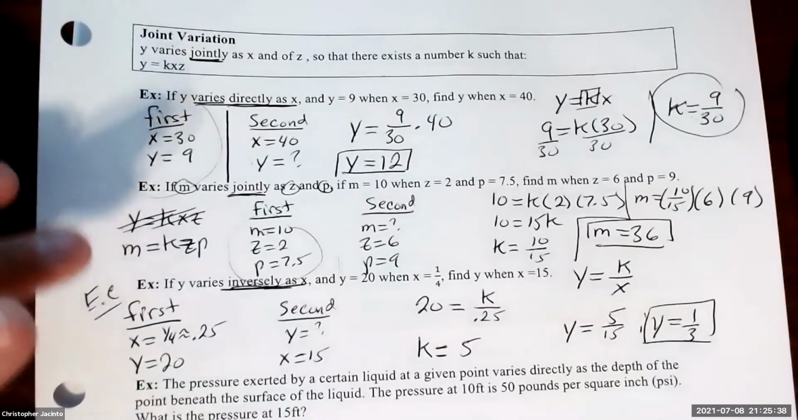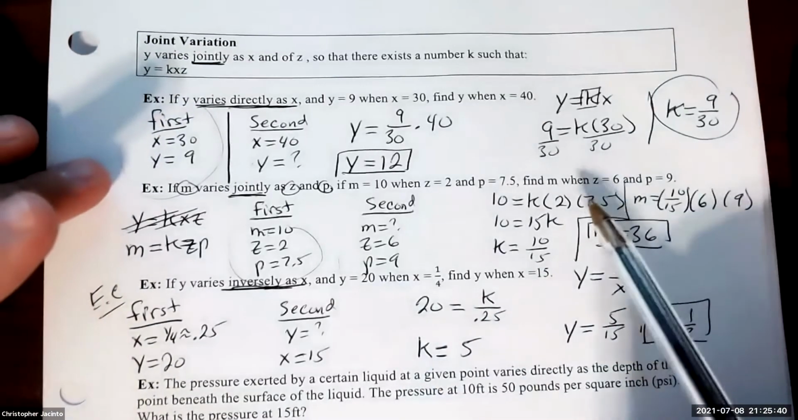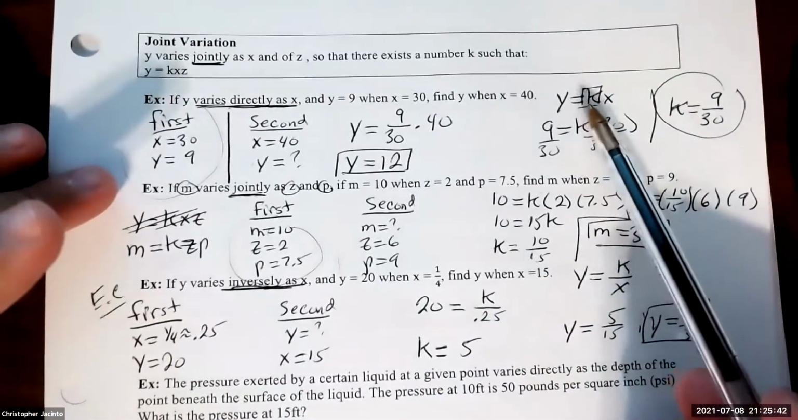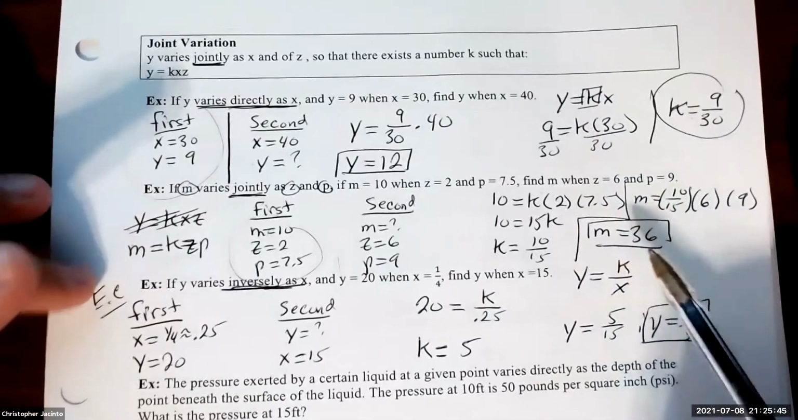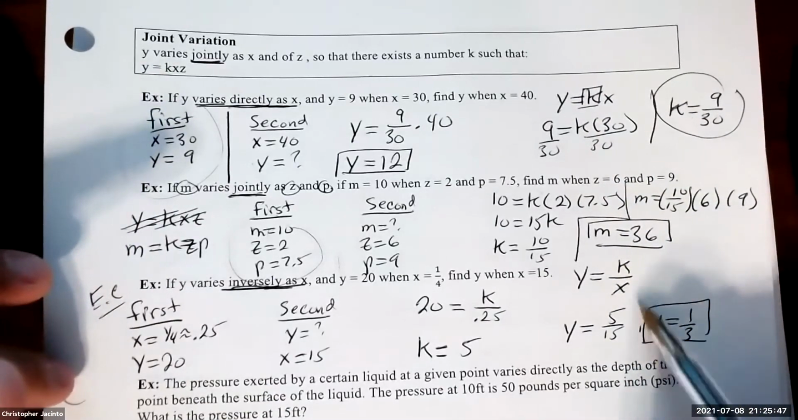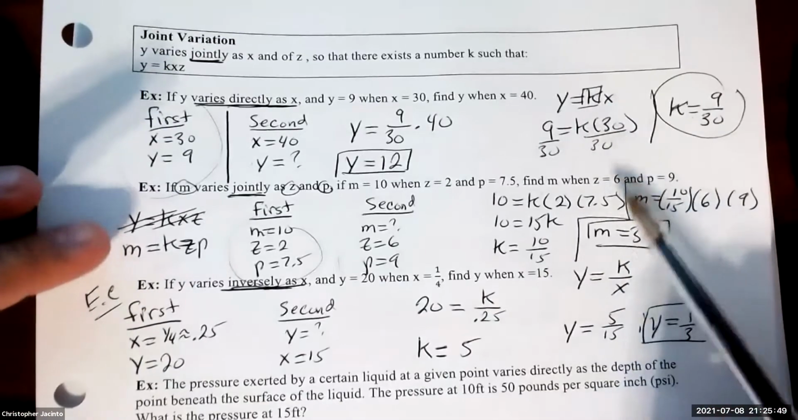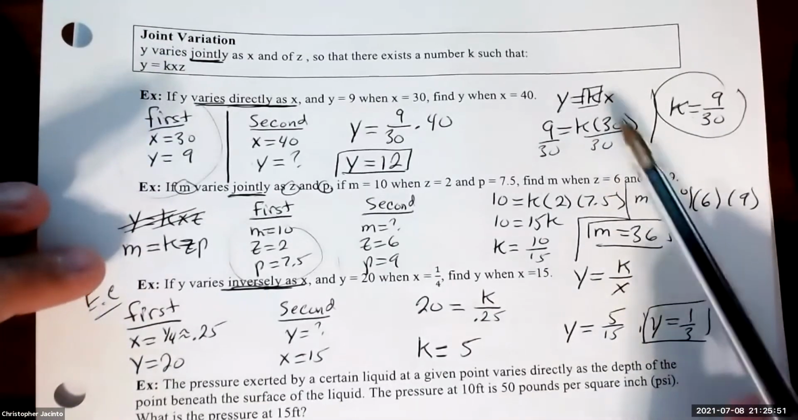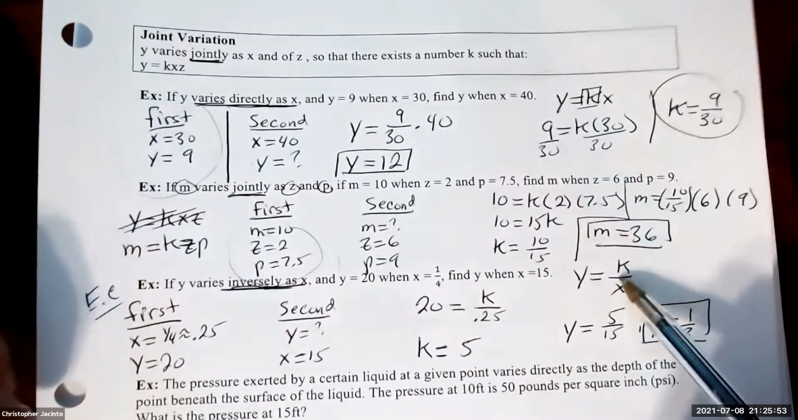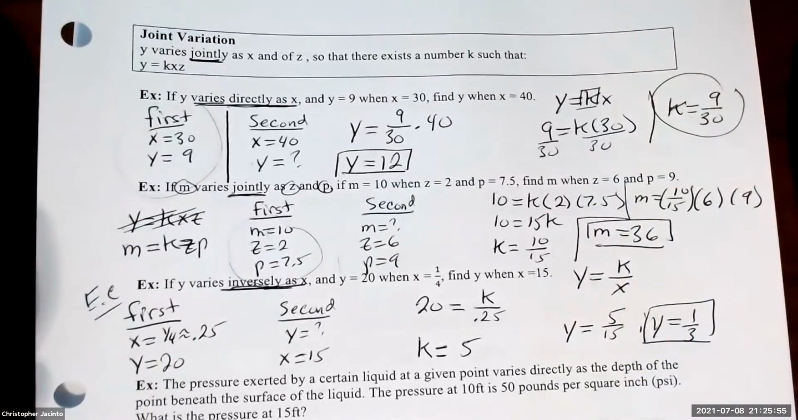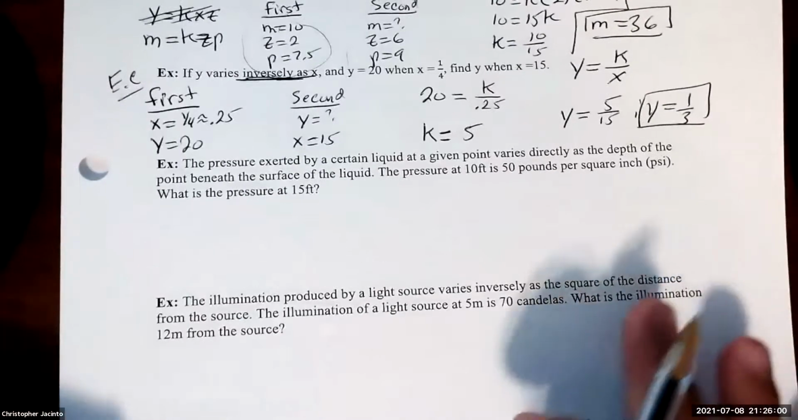So everybody good, comfortable using the different types of equations when it's directly, jointly, and then inversely? So notice we're just plugging in the equations where they're supposed to be. Each one has its own specific equation to deal with. Okay. So now let's see how this is applied in real life scenarios.